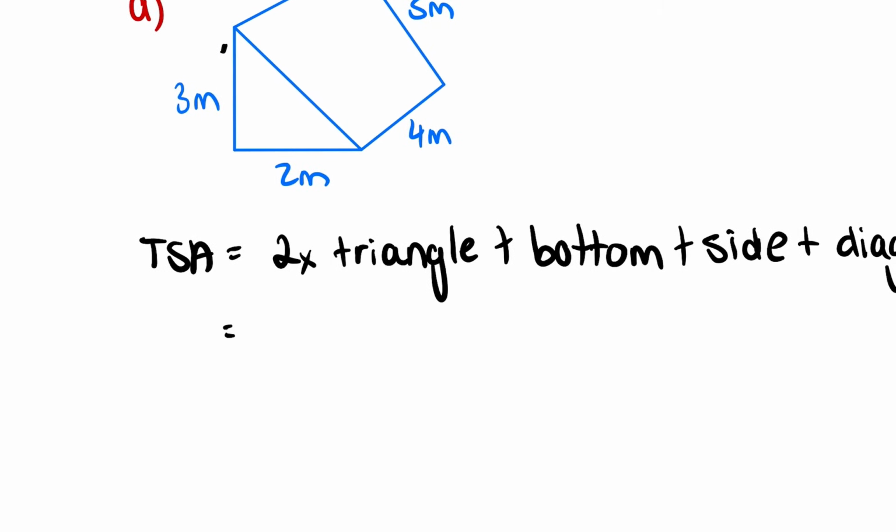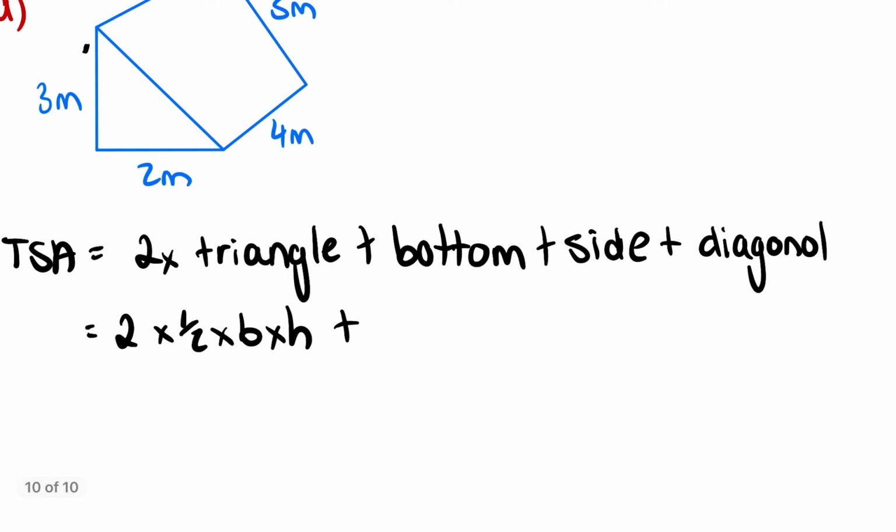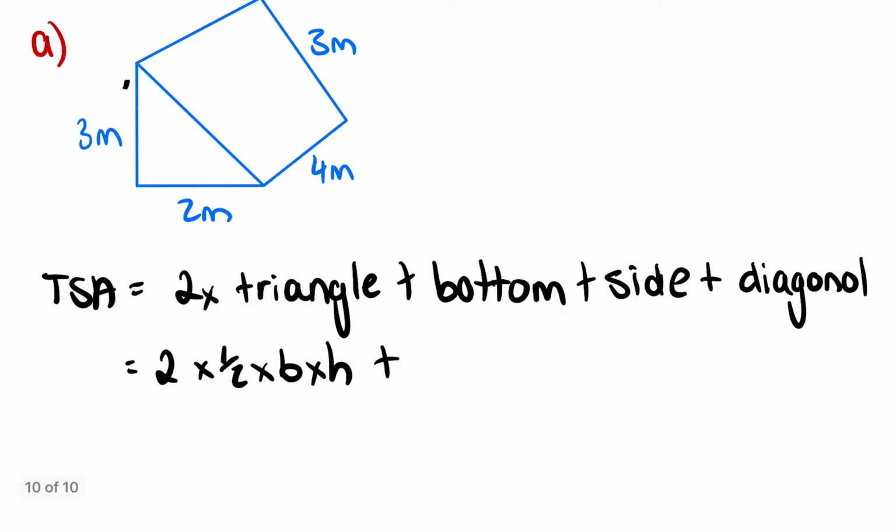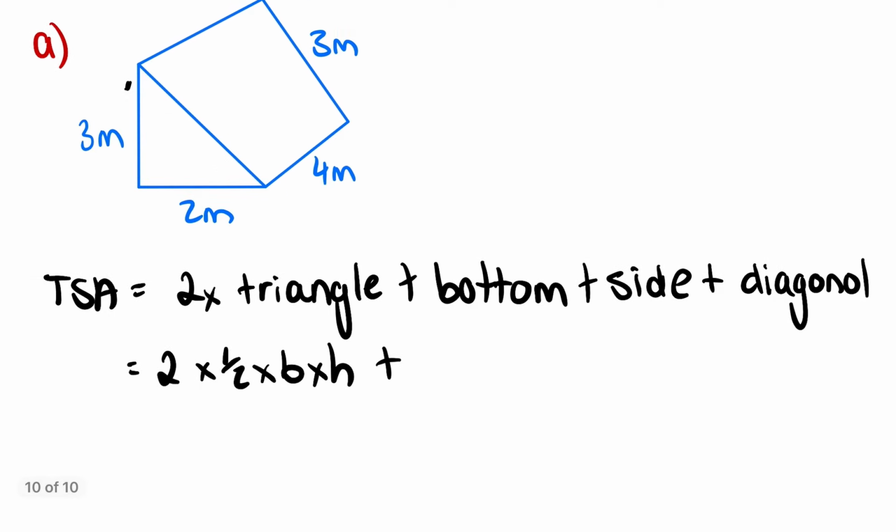Okay, so now, for the triangle, you're just going 2 times, and then the formula of a triangle. So you're going to go 2 times half times the base times the height plus. And then these are just going to be all rectangles. So I'm going to give all of these random letters. This is my height, this is my base, I'm going to call this the width, and I'm going to call this the length. So then my bottom is going to be my base times width.